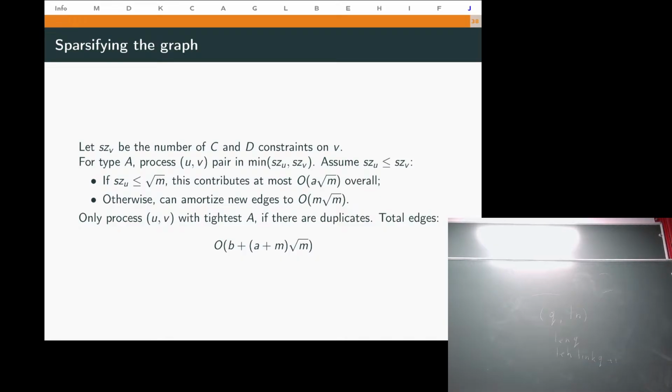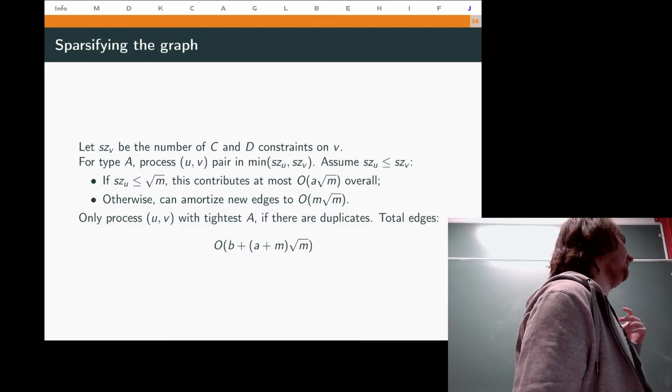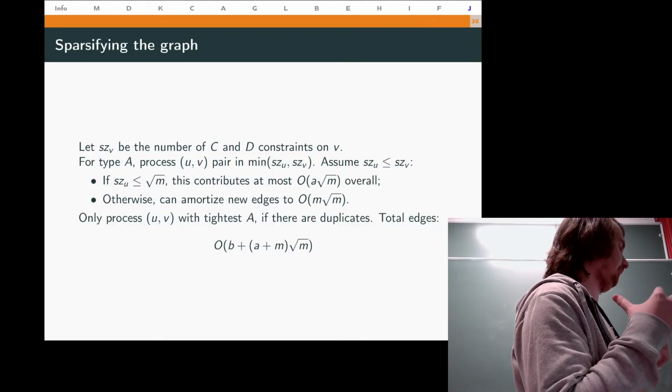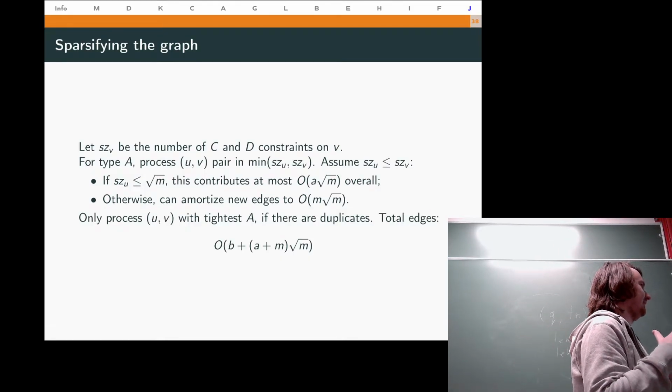So because of this, after we do it this way, we make sure that the total number of edges that we add on this step, and the previous step as well, is B plus A plus M times square root of M, which is generally defined under the constraints of this problem. So now we figured out how to construct an implication graph for this problem, which has a reasonable size.